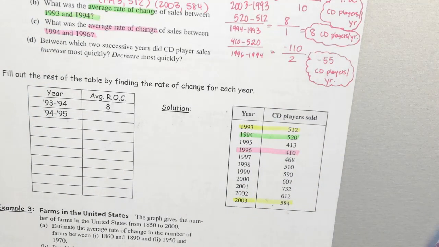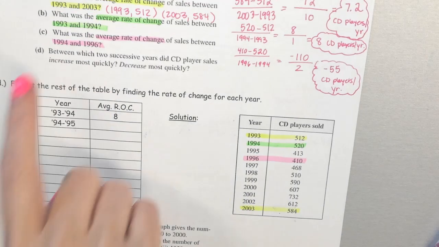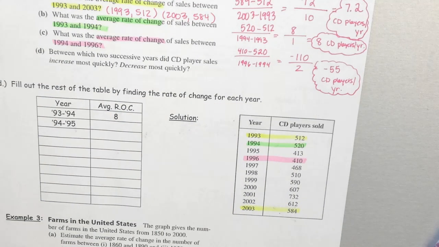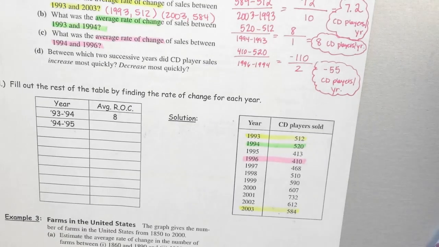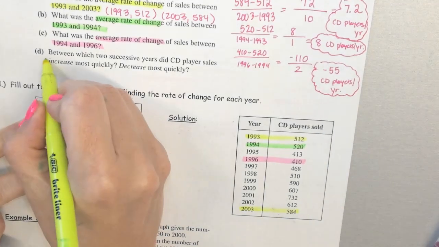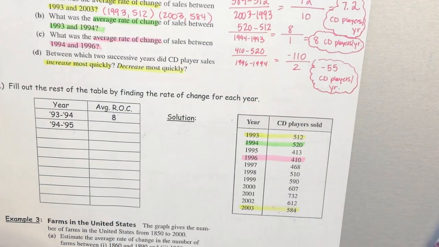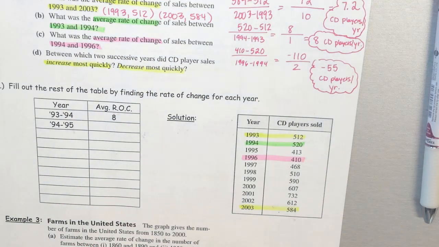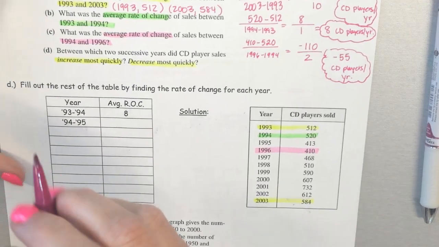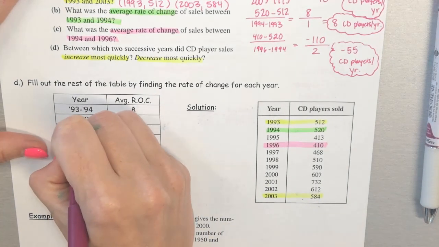Okay, and I do kind of wonder what happened there because MP3 players were not a thing yet. I think maybe anybody that wanted one had got one by then. It just kind of stalled. So we're gonna look at between which 2 successive years did the CD player sales increase the most quickly and decrease the most quickly. So we're gonna fill out this table and then I'm gonna assign rows to find these so that this goes a little bit quicker.